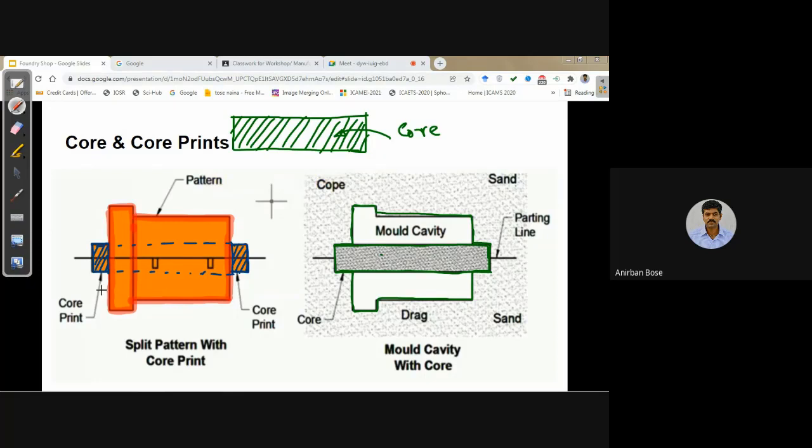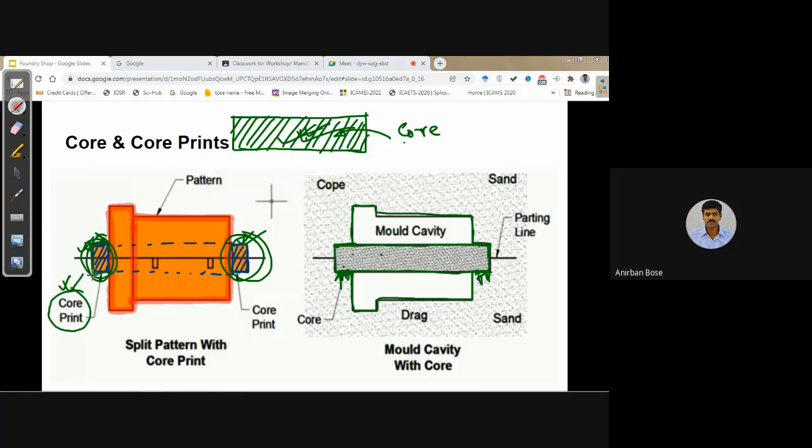But you see, what is the use of these extra two things? Because if we create these two things in the pattern, then that will create some impression so that you can place this core into the cavity, so that it gets balance or support in that region. These ends are going to give some impression so that you can keep that particular core here and it will get supported. Okay, so these extra two things made in the pattern are called core prints.